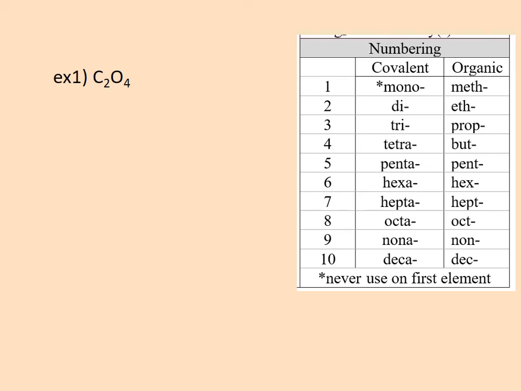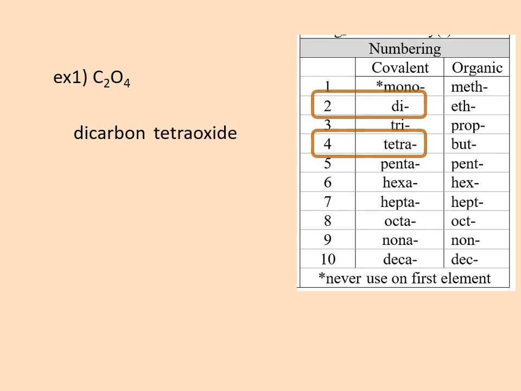Example 1, C2O4. I have 2 C's. The covalent prefix for 2 is di. So 2 carbons is called dicarbon. Then I have 4 oxygen. The covalent prefix for 4 is tetra. So 4 oxygen is called tetraoxide. Remember, we changed the ending to "ide." So C2O4 is called dicarbon tetraoxide.